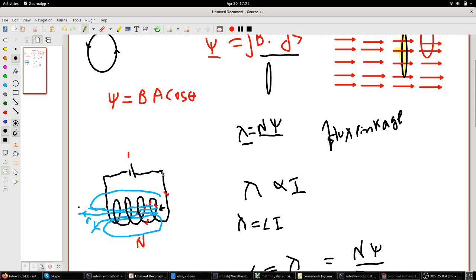So this I creates this B. Magnetic field is produced by the flow of this current I through this loop, through these turns. So lambda is directly proportional to I. Now the constant of proportionality is L. L is called the inductance. Lambda equal to Li defines the inductance.